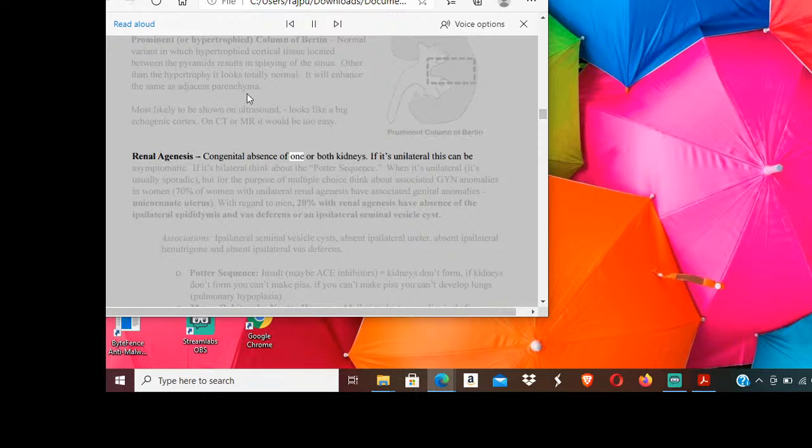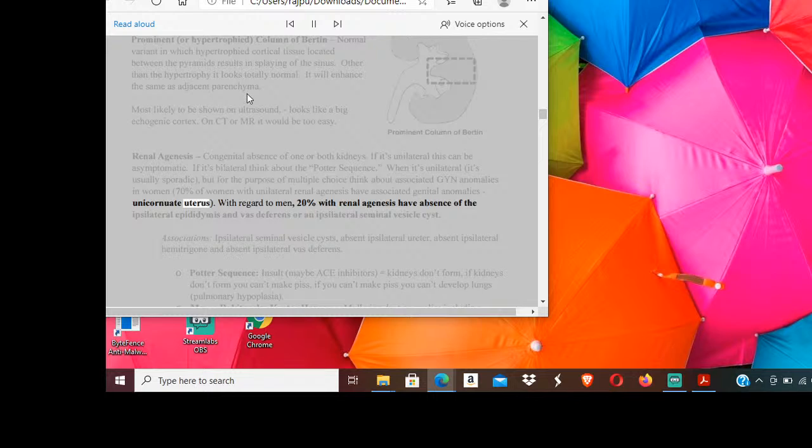Renal agenesis. Congenital absence of one or both kidneys. If it's unilateral, this can be asymptomatic. If it's bilateral, think about the Potter sequence. When it's unilateral, it's usually sporadic, but for the purpose of multiple choice, think about associated GYN anomalies in women. 70% of women with unilateral renal agenesis have associated genital anomalies.